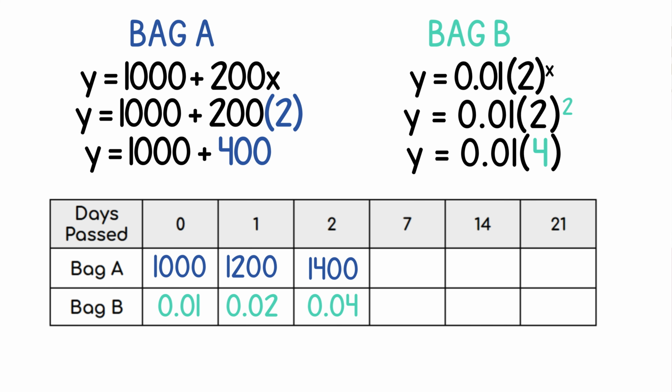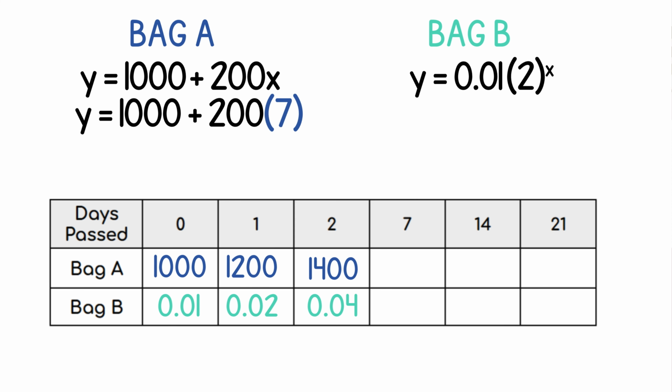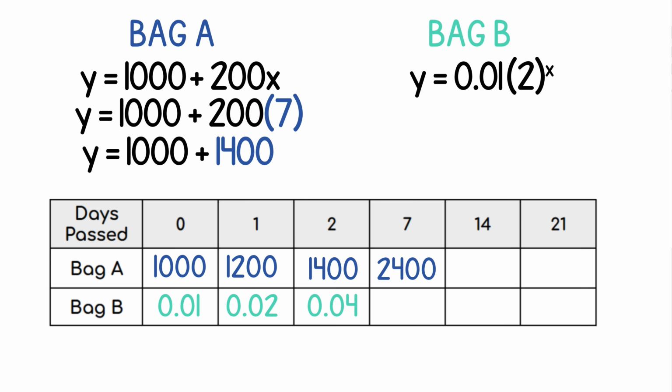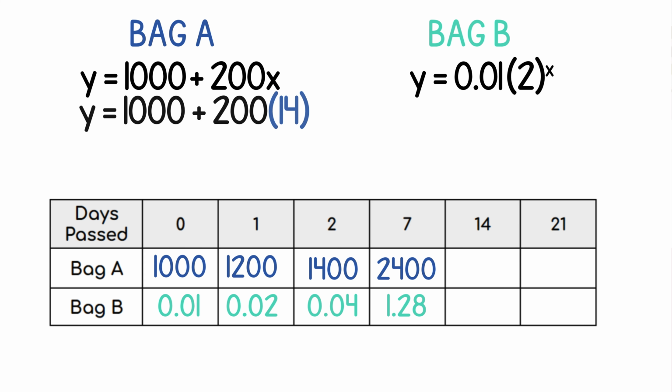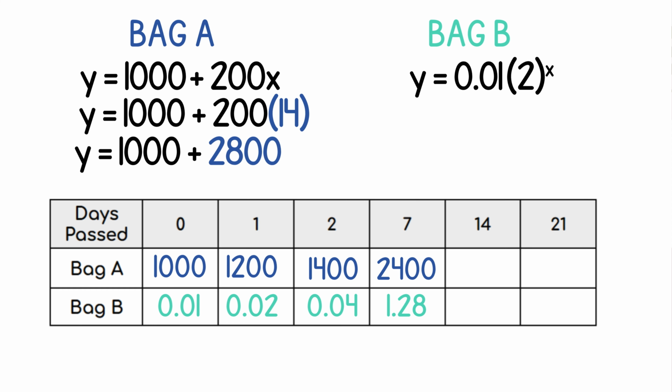Now let's go to 7 days, so this will be a week after it passed. We'll replace x with 7, multiplying that gives us 1,400, and then adding it to the 1,000 gives us a value of 2,400 after a week. Now let's look at bag B. So replace x with 7, and 2 to the 7th power gives us 128. So when we multiply that by our penny, we'll be left with $1.28. So far we can see that bag A has a lot more money in it. Let's look at 2 weeks by looking at 14 days. So we'll replace x with 14, and multiplying that by 200 gives us an answer of 2,800.